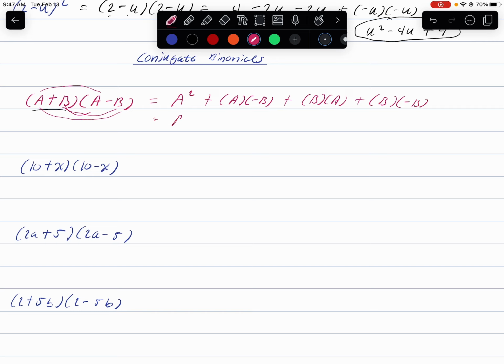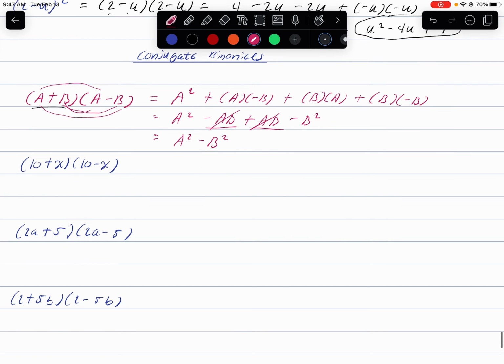So let's go ahead and expand this. We have a squared, and then we have a times negative b. That's going to give us minus a times b. Then we have plus a times b, or b times a. You can switch the order there. And then you have b times negative b. That's going to give us minus b squared. And what you'll notice here is that this minus ab and this positive ab, they're going to cancel each other out. And you are left with a squared minus b squared.